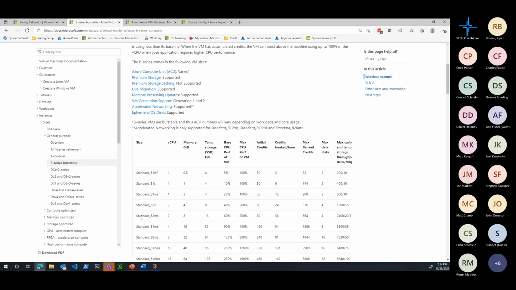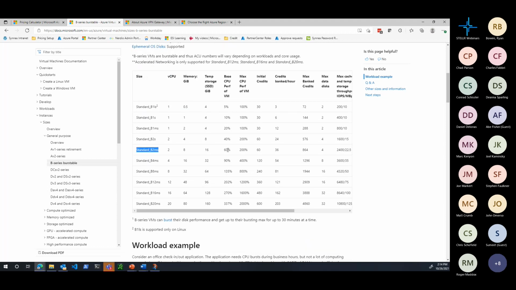We typically will pick this B2MS. And this 60% number means, okay, how do you get the 200%? Let's start there. The max CPU is there are two processors. Each processor is 100%, and so you get the 200%. So what they calculate off of that is you can stay under 60% and you can start building credit, building what's like a bank. You're building up hours that you can use against bursting above that 60% number.